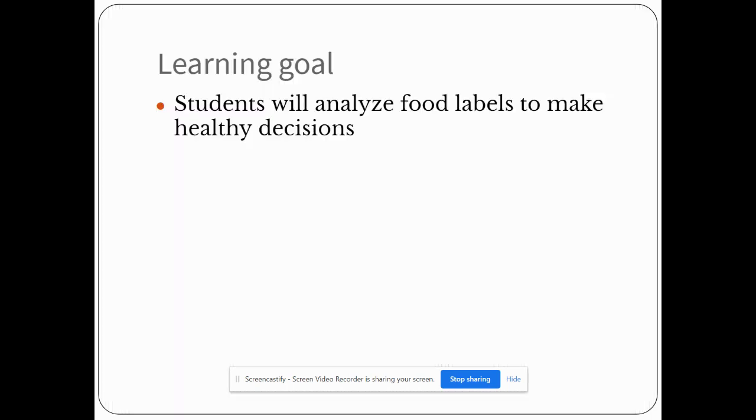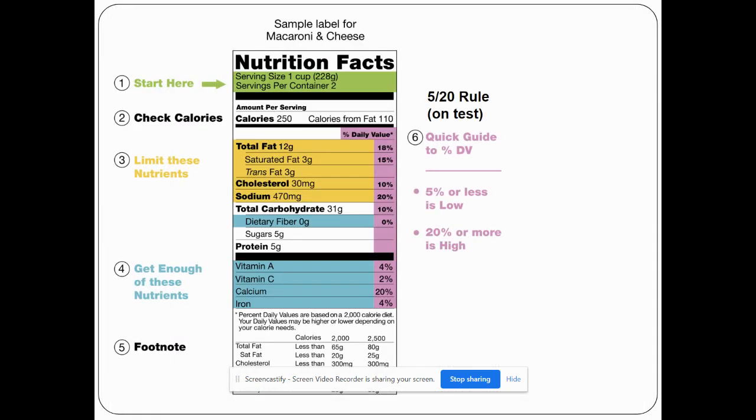So what you should look for, first of all, you should always start here, looking at the serving size and servings per container. Almost every time I'm going to ask you, what is a serving size? So up here where it says serving size, you could say 1 cup, or you could say 228 grams. I'm going to ask you how many servings are there in the container, servings per container, whatever number is here. So this would be 2.